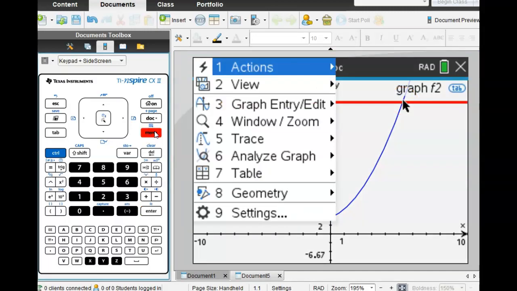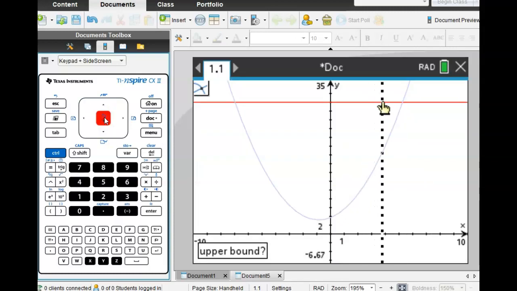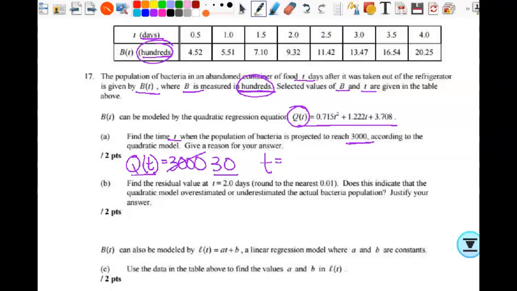So menu, 6, I want the intersection. Move that to the left. Move that to the right. And I get 5.2693. t equals 5.2693. And I didn't write this question. It says give a reason for your answer. Really, when you're giving a reason for your answer here, basically what that really should say is we need to use the correct units, so t is in days, and that you're showing that you're finding this, Q of t equals 30. Basically just kind of show what you're doing in the calculator.